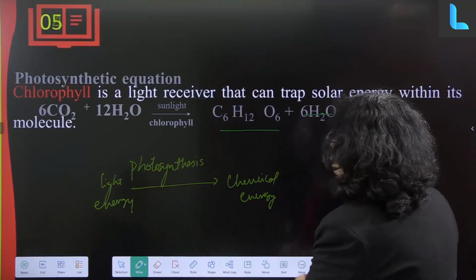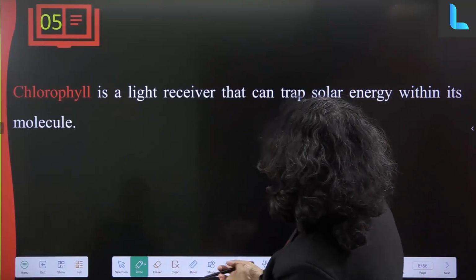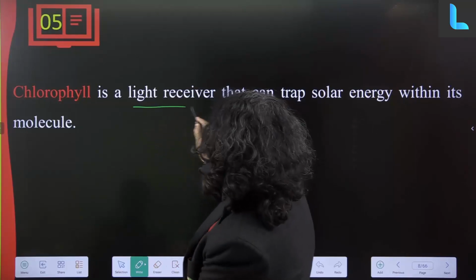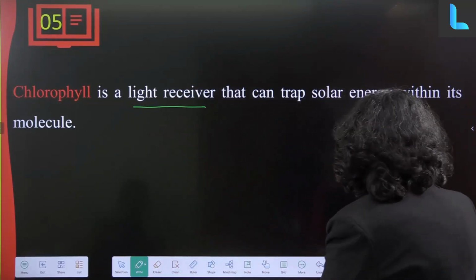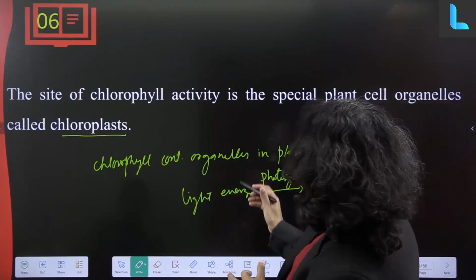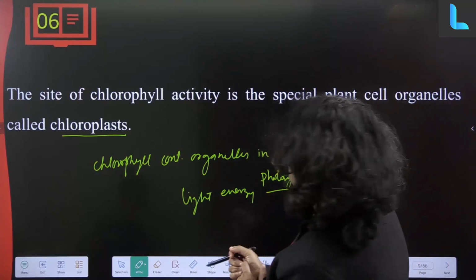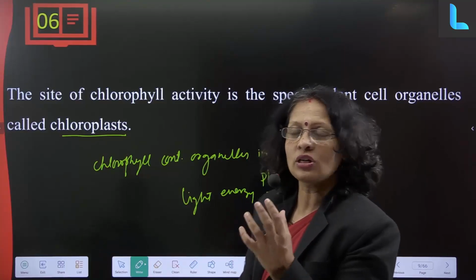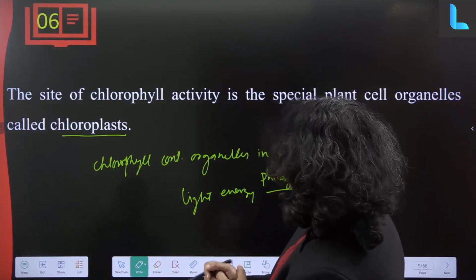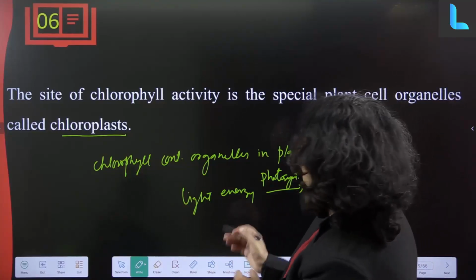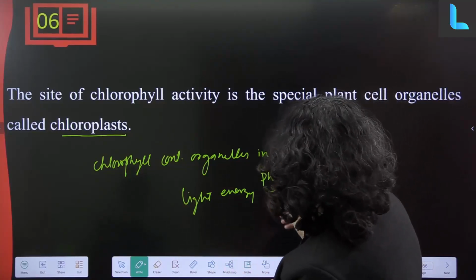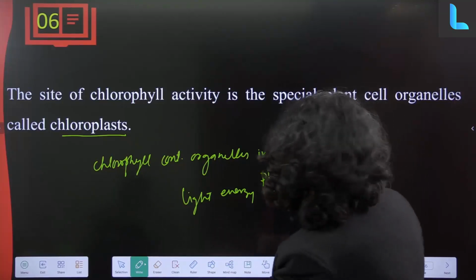Here the chlorophyll is a light receiver which can trap photons of light, and trap solar energy within its molecule. The site of chlorophyll activity is a special plant cell organelle called the chloroplast. So what is chloroplast? Chlorophyll-containing organelles in plant cells are called chloroplasts, where light energy is converted to chemical energy.